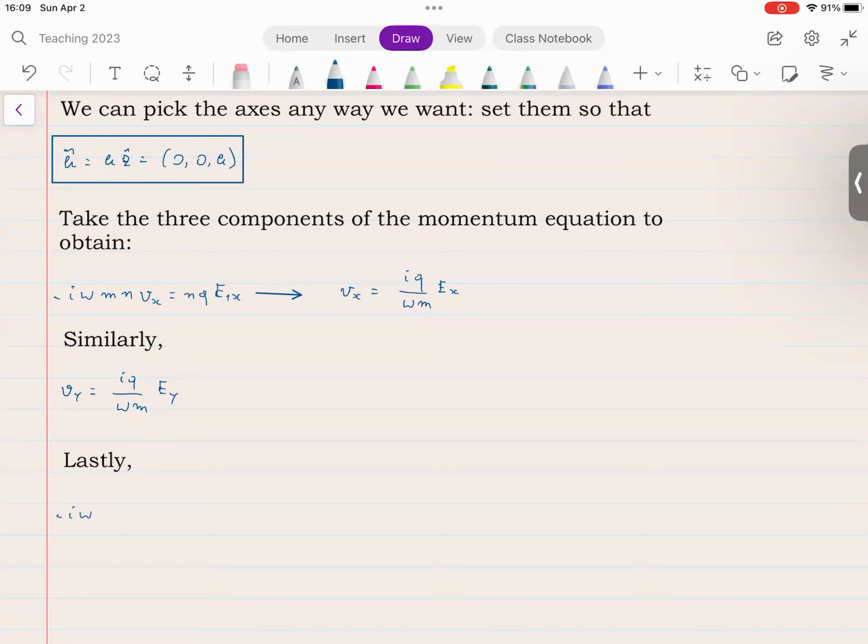Minus i omega m times n times Vz is equal to n times q times Ez minus i gamma over omega P0 k dot V1 times k, scalar k, because that's all there is from the equation on top of the page. But this is just k Vz for the same reason.